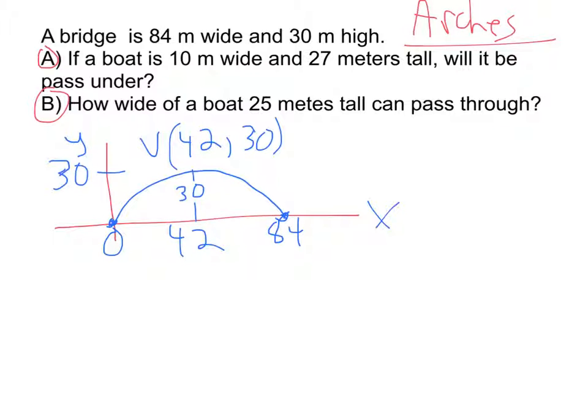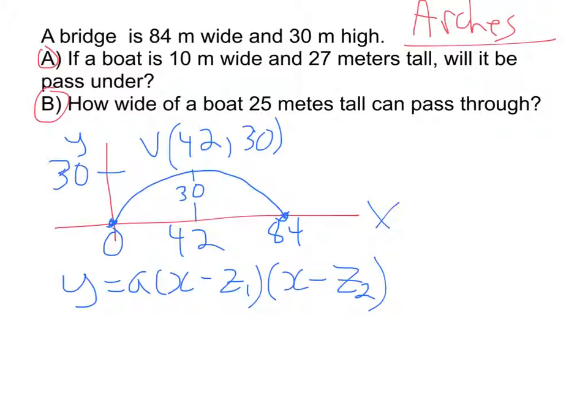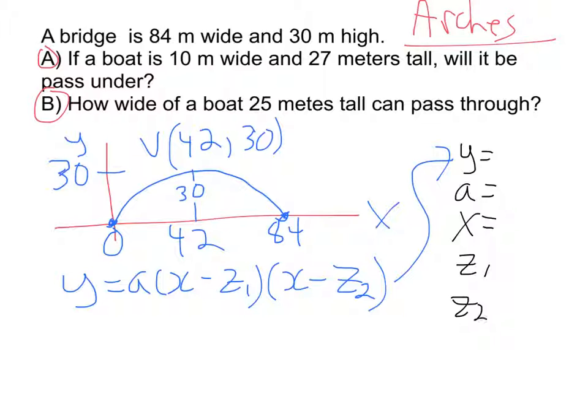We don't have an equation to work with yet, so before we can tackle part A, we need to come up with an equation. Our general equation in factored form is y equals a bracket x minus z1, or the first x-intercept, bracket x minus z2, or the second x-intercept. To solve an equation, I can only have one unknown. In this equation I've got y is a value, a is a value, x is a value, z1 is a value, and z2. So algebraically, I've got 1, 2, 3, 4, 5 items, and I need to figure out 4 of them.